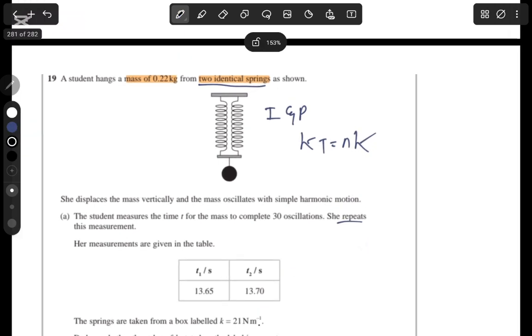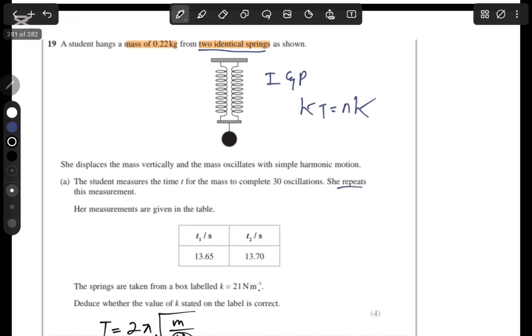Okay. So she displaces the mass vertically and the mass oscillates with simple harmonic motion. The student measures the time t for the mass to complete 30 oscillations. She repeats this measurement. Her measurements are given in the table. The springs are taken from a box labeled 21 Newton per meter. So this is the spring constant of each spring. Okay, that's what the question says.